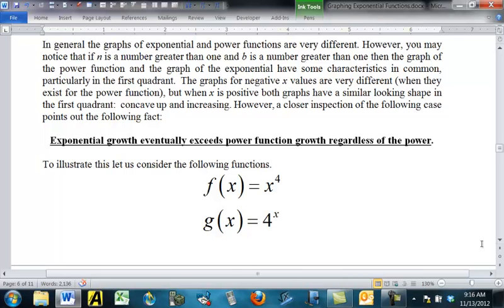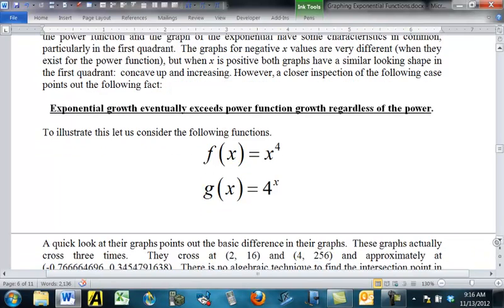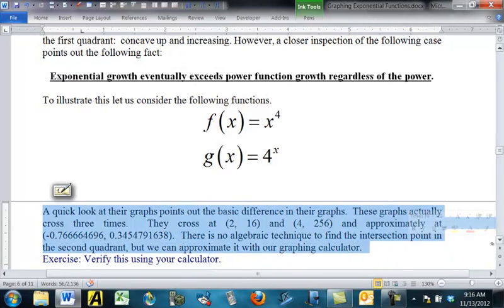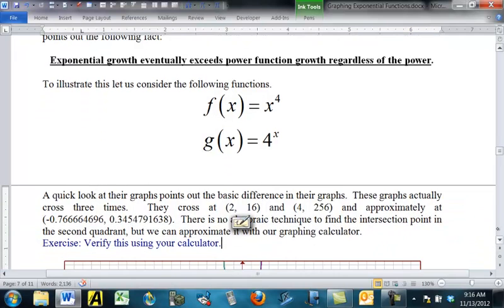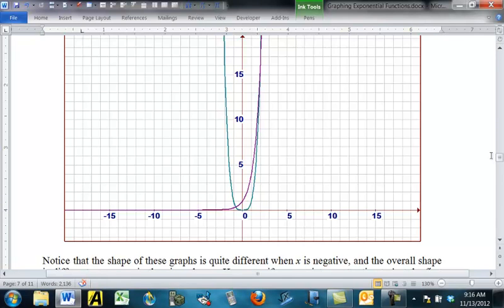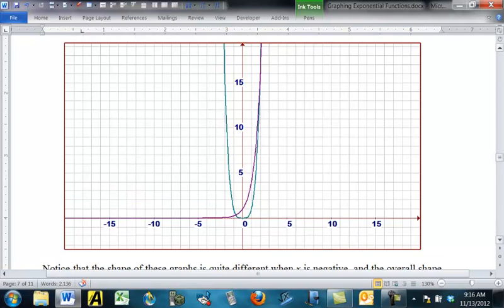To illustrate this, let's look at an example. We're going to let f of x be x to the fourth, and g of x be 4 to the x. And we're going to graph these on the same window. So let's take a look at the graph. Here we go. In this view, you'd say, well, they don't really look that much alike.